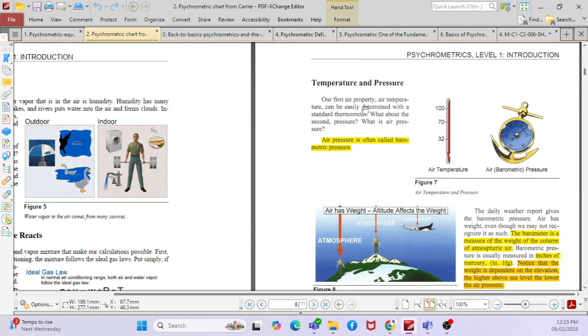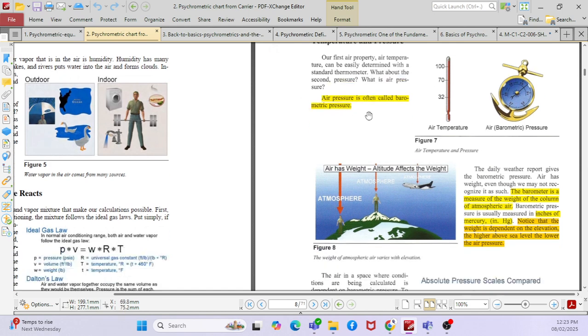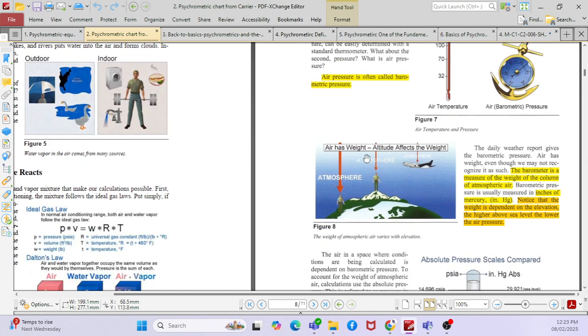Okay, so our first air property, air temperature, can easily be determined with a standard thermometer. What about the second, pressure? What is air pressure? Air pressure is often called barometric pressure, right? You can see here air has a weight, and altitude affects the weight. So here also you can talk about the air properties.